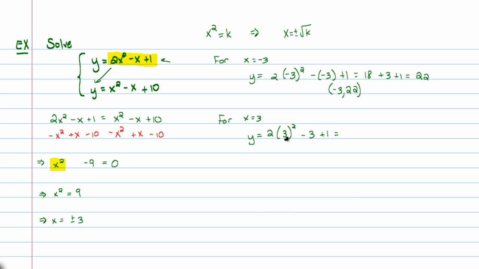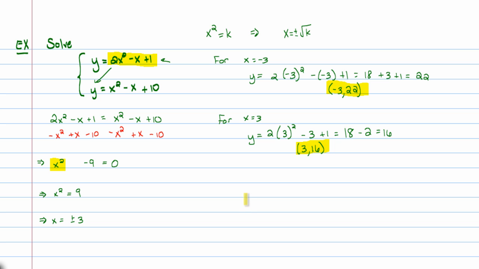Let's see, that's 2 times 9, which is 18, minus 3 plus 1 is minus 2, so that's a 16. So that means that when x is 3, our output, or our y value, is 16. So there are two solutions, negative 3 comma 22 and 3 comma 16.